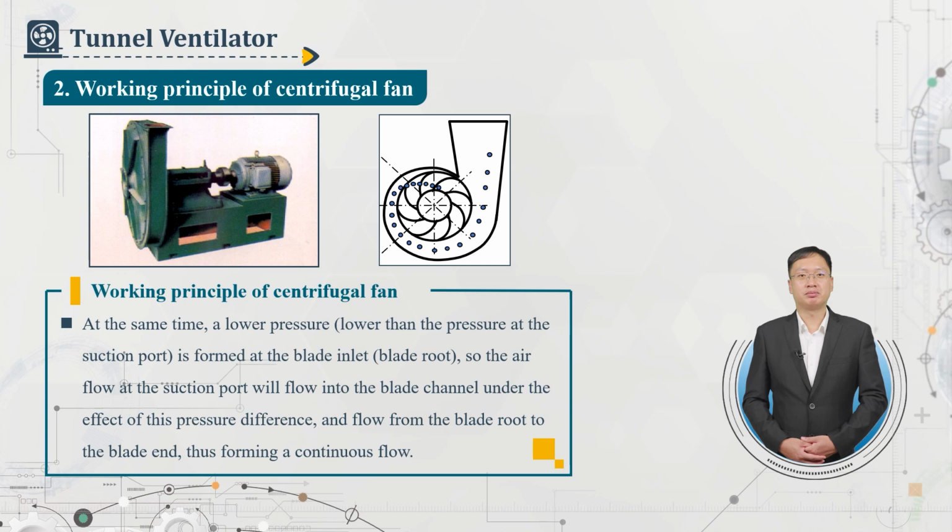At the same time, a lower pressure, lower than the pressure at the suction port, is formed at the blade inlet, blade root. So the airflow at the suction port will flow into the blade channel under the effect of this pressure difference, and flow from the blade root to the blade end, thus forming a continuous flow.